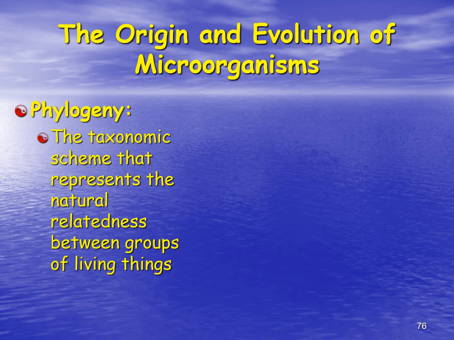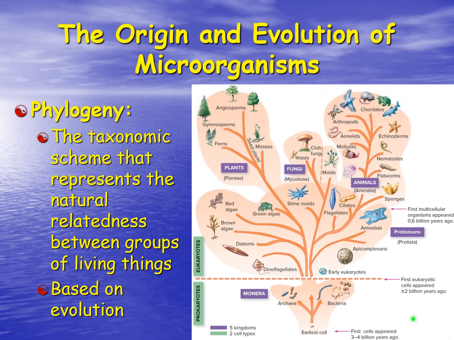Phylogeny is actually the taxonomic scheme that represents the natural relatedness between groups of living things. And we can actually form something that we call a cladogram. These are based on evolution, and so we go back to the earliest cells and then simply work our way up the tree. And so how is everything related? In the Animalia kingdom, we have a whole bunch of different things because they're all animals. They're not plants, they're not fungi, they're not protozoa. And so they're in that particular kingdom because they are all related to each other.